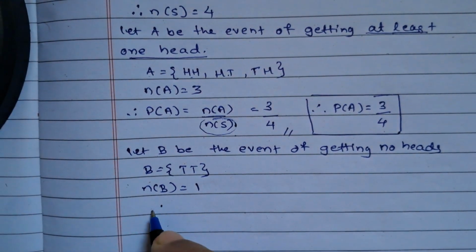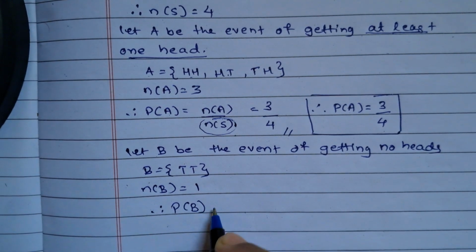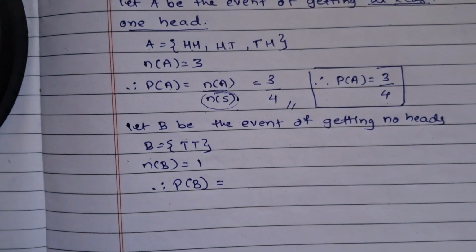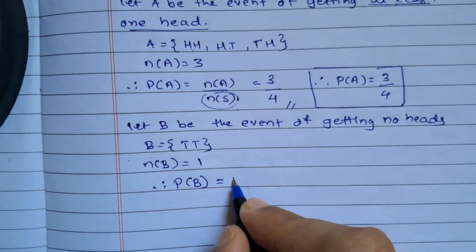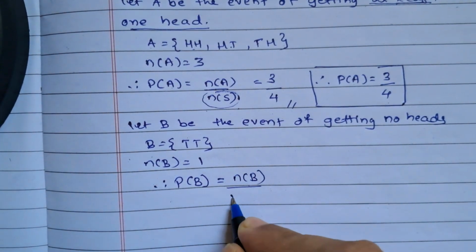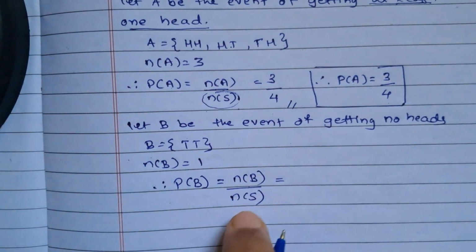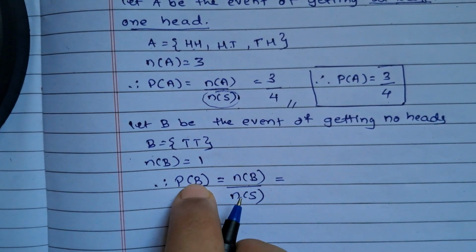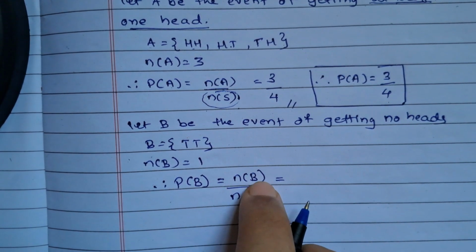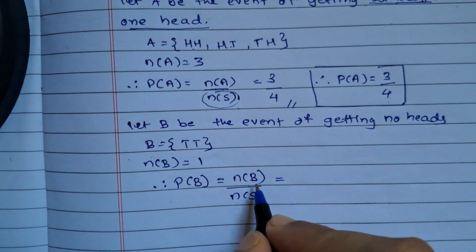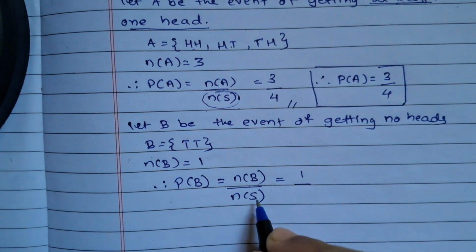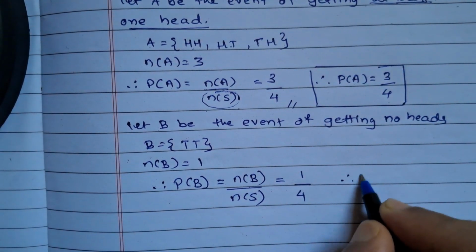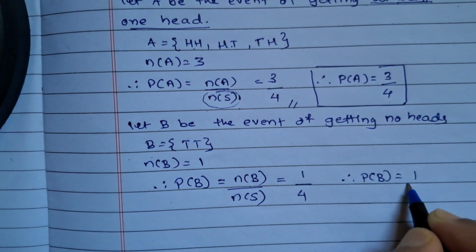Now I need to find the probability of B. So probability of B will be what? Same as we did over here, the same thing we have to do over here, but this time for B. So n of B upon n of S. As I said, this always will remain n of S. Here you have to put the number of elements in the event for which you have to find the probability. So now n of B is 1 and n of S was 4 earlier, so I will just put 4 over here. Therefore I have the probability of B, that is nothing else but 1 upon 4.